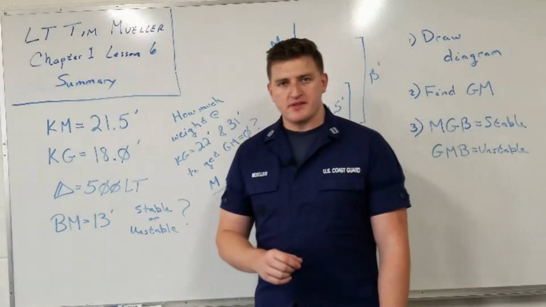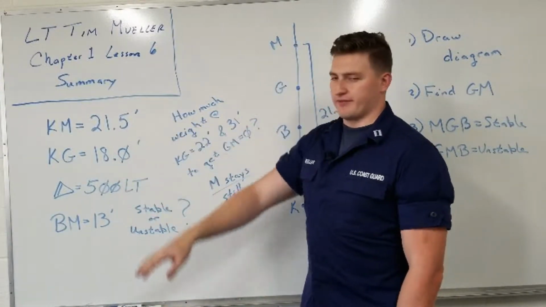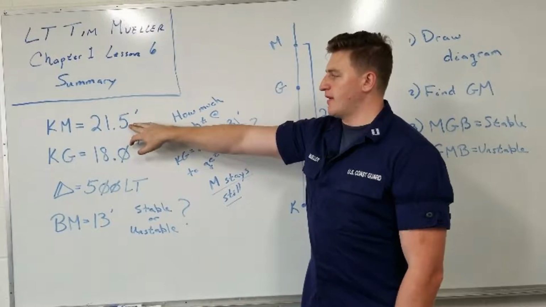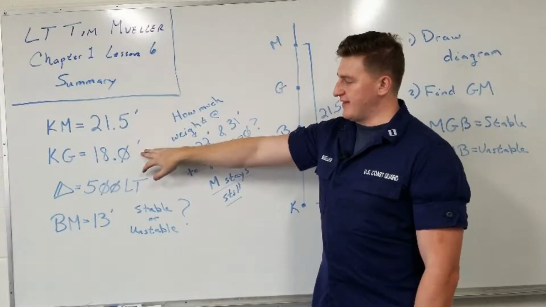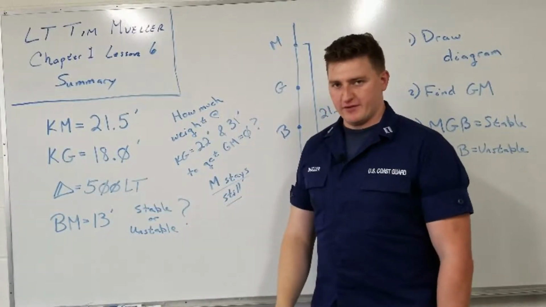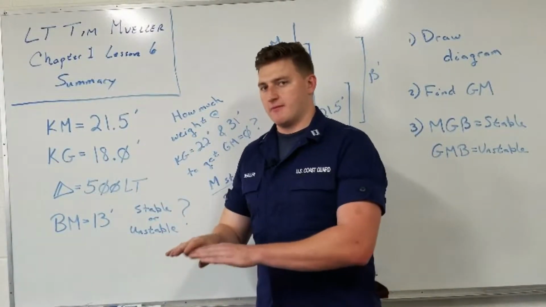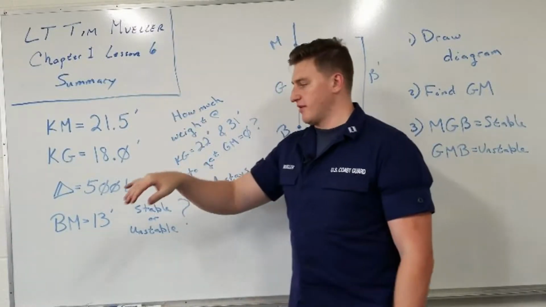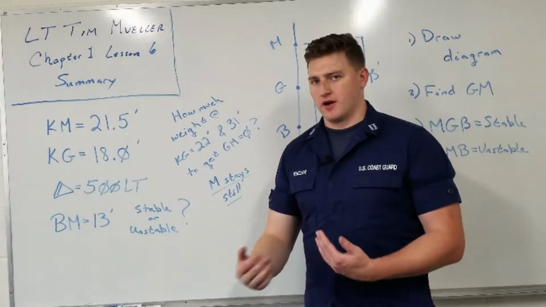All right, so as the prompt said, let's write down all the information. We have a vessel with a KM, so from keel to the metacenter, of 21.5 feet. KG, keel to the center of gravity, of 18 feet. We displace 500 long tons, and we have a metacentric radius, that's BM, center of buoyancy to the metacenter, equals 13 feet. First, we've got to find if it's stable or unstable.